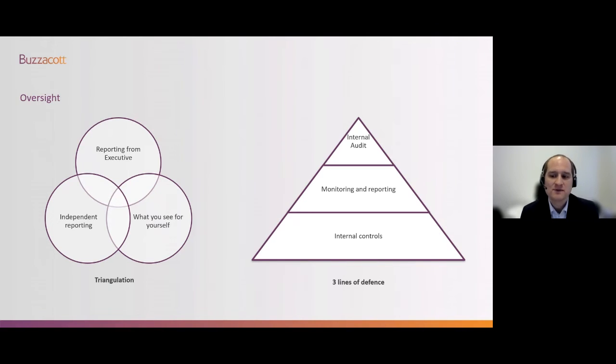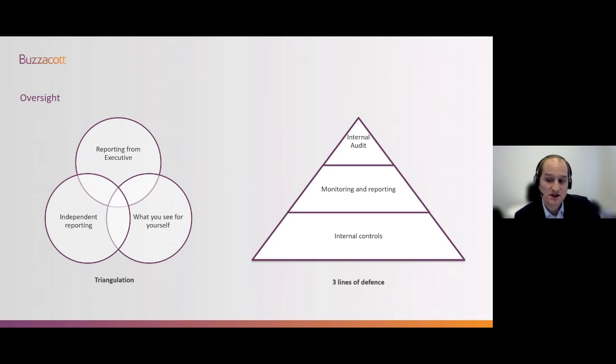So where do you get your information from as a trustee? A lot of the information you get from reporting from the executive. They tell you about all areas of the trust, and they're reporting to board meetings in the papers they present and the challenge that you give them. But you can't take it all just from the executive. You've got to have that independent reporting. So this could be from internal, external auditors or other sources that are independent that you get reported to. But it's also what you see for yourself.